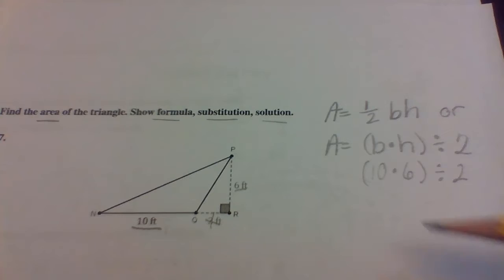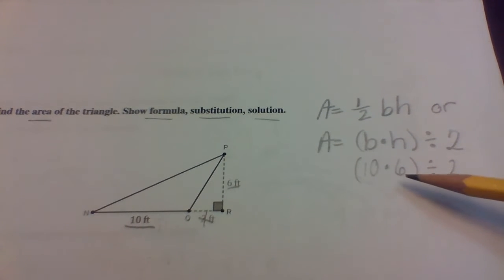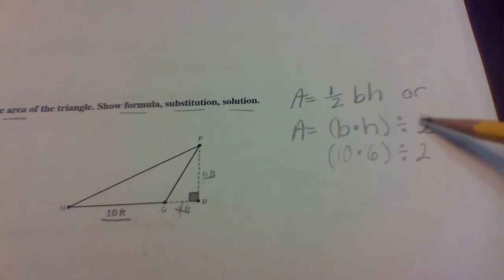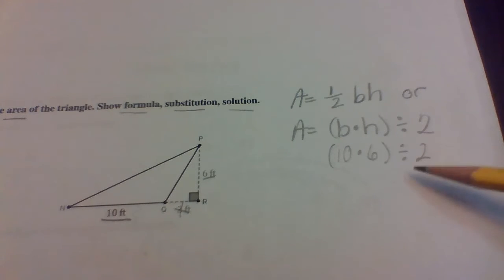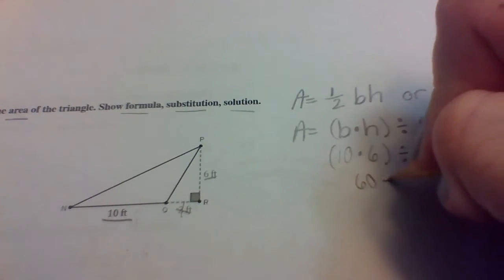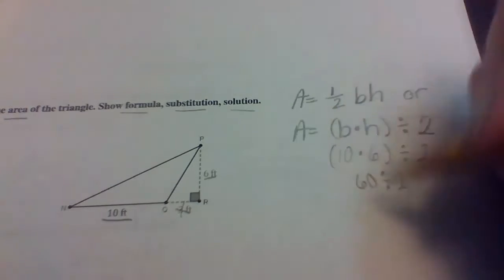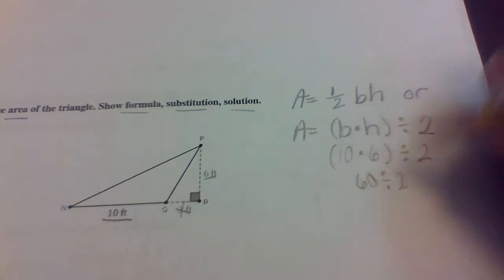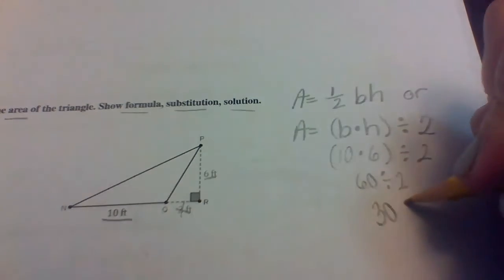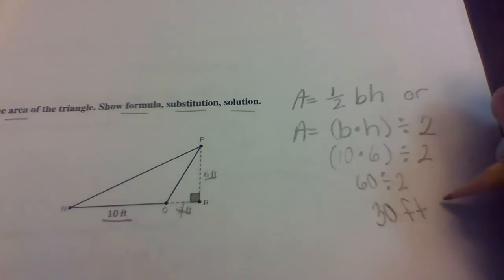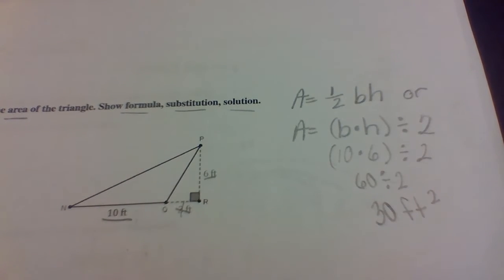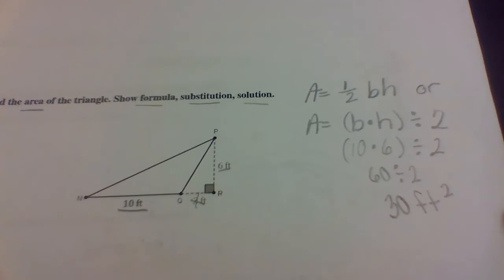So I've already started the problem for us, 10 times 6, and then divide it by 2. So this is my formula, substitution, and then I'm going to go ahead and solve. 10 times 6 is 60, divided by 2, and 60 cut in half or divided by 2 is 30, and then I need to remember my label is feet, and since I'm talking area, I need to square my answer. So there you have it for area of a triangle.